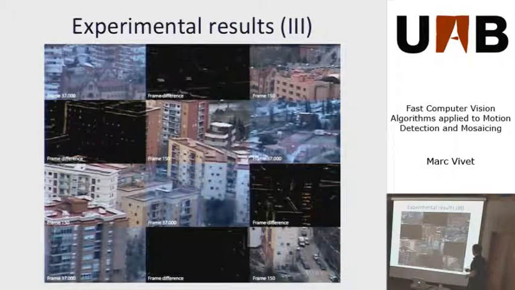This is another example, but this is a real case, a real mosaic made from a camera moving and zooming during a sunset. Here you can see a comparison between frame 150 and frame 37,000. As you can see, the difference of color is huge, but the system is able to align these two frames, even being very separated in time.